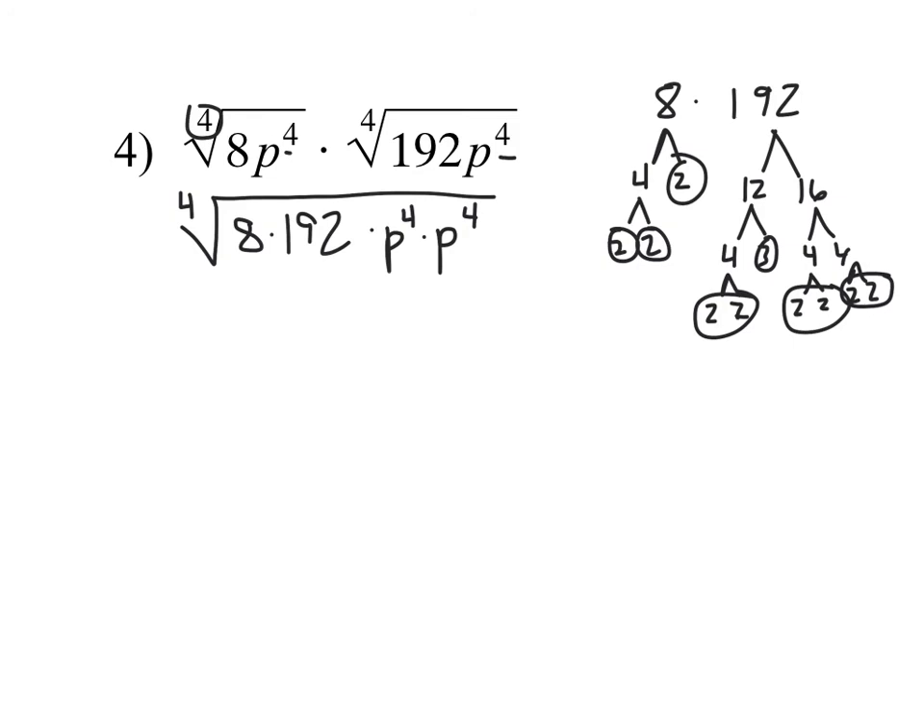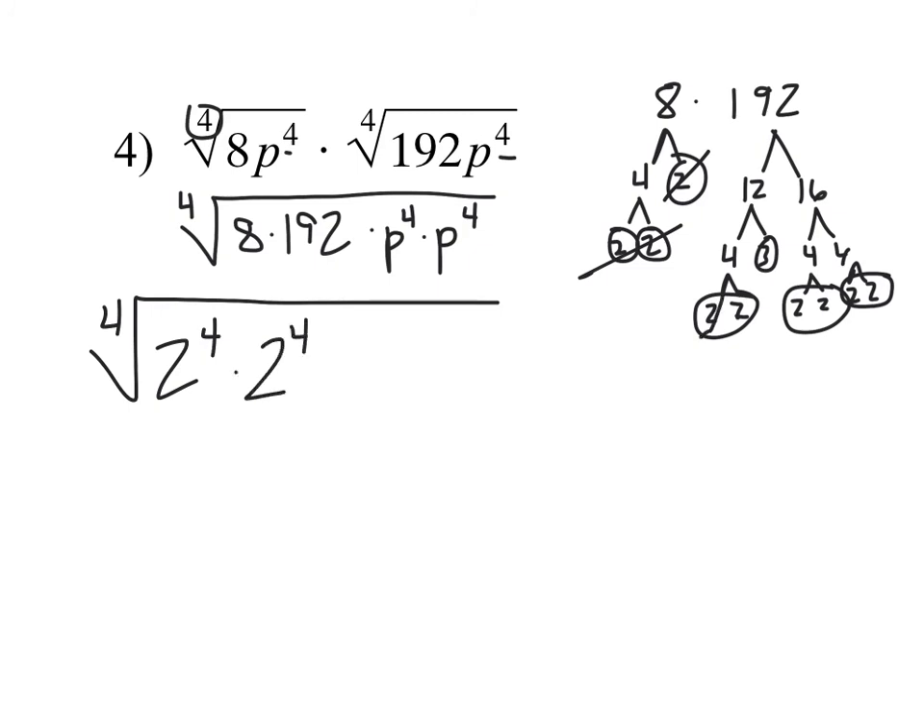Okay, but now I want powers of 4 here, right? So here's what I'm going to do. As I write this out, I got the 4th root of 2 to the 4th. That takes care of 4 of these guys. Those 3 right there and that guy. Times 2 to the 4th. That guy. 2, 3, and 4. And then I have 1, 2 left over. And then I also have that 1, 3. Then I have a p to the 4th, and a p to the 4th.